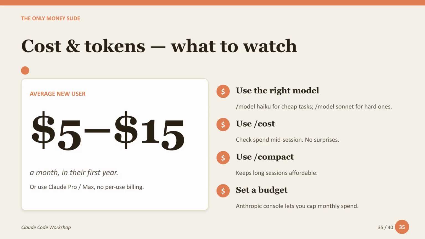Most new users spend $5 to $15 a month. Use the right model: /model haiku for cheap tasks, and /model sonnet for hard ones. Use /cost to check spending, and /compact on long projects to save money. You can also set a monthly budget in the Anthropic console.